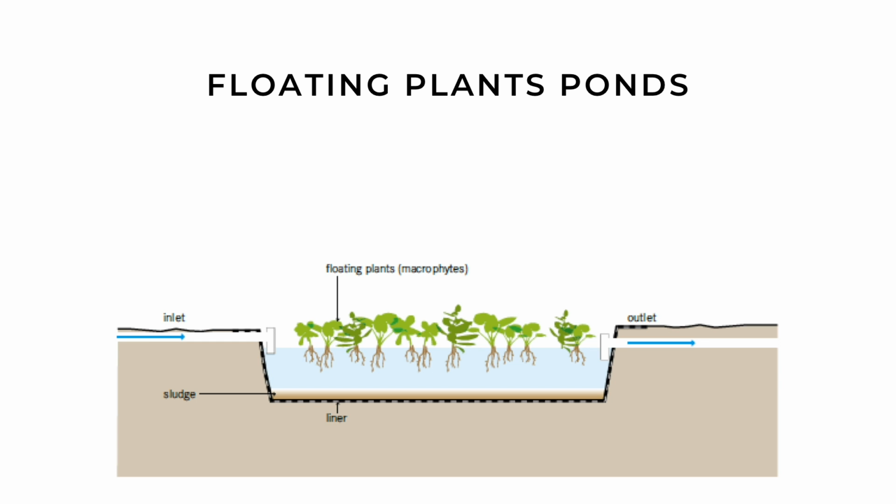Now, it is time to talk about floating plant ponds. A floating plant pond is a modified maturation pond with floating macrophyte plants such as hyacinth or duckweed, whose roots hang down into the water to uptake nutrients and filter the water that flows by.